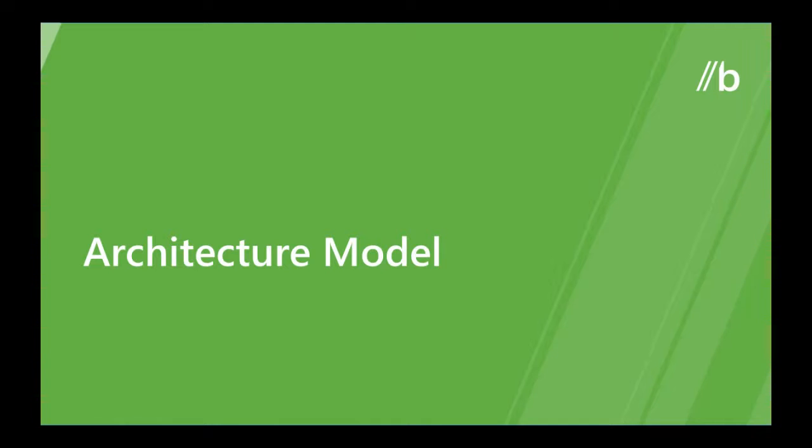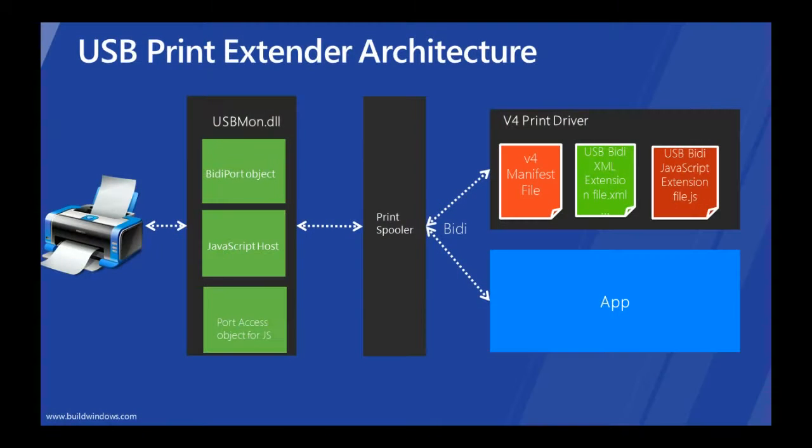Let's talk about the architecture model. The USB print BiDi extender is made up of a number of new components. First, the USB BiDi XML extension file contains all the definitions for the configuration and status properties the device supports. Then the USB BiDi JavaScript extension file contains the JavaScript functions that allow USBMon to interact with the print device to retrieve the supported properties.